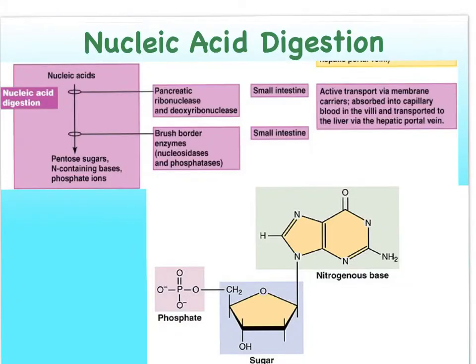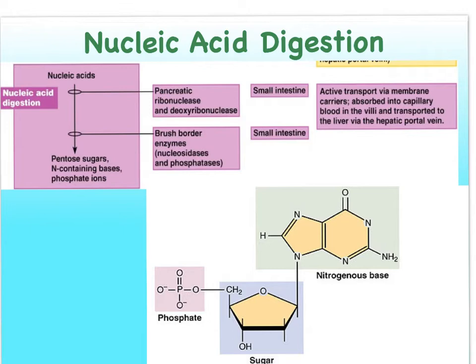The two nucleic acids that we need to digest are, of course, DNA and RNA. And remember that nucleic acids are made up of nucleotides. Nucleotides, in their turn, consist of a pentose sugar. In the case of DNA, that's deoxyribose. In the case of RNA, that is ribose. A phosphate functional group, and then some kind of a nitrogenous base.